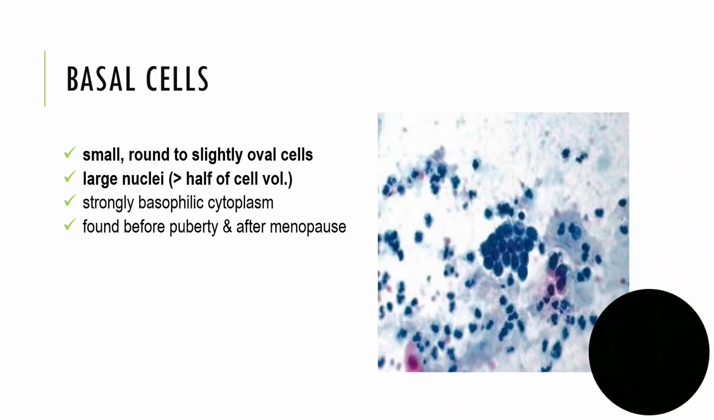Next, we have your basal cells. They are the most immature of the vaginal epithelial cell types. They are small, round to slightly oval cells with large nuclei that occupy more than half of the total cell volume, so a high nuclear to cytoplasmic ratio. Their cytoplasm is strongly basophilic. These cells are normally found only before puberty and after menopause, when estrogen stimulation is at its lowest. In the presence of estrogen, these cells mature and transform into the more differentiated cell types we have already discussed.